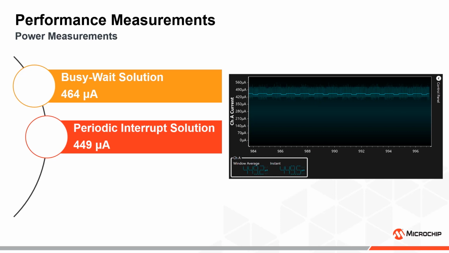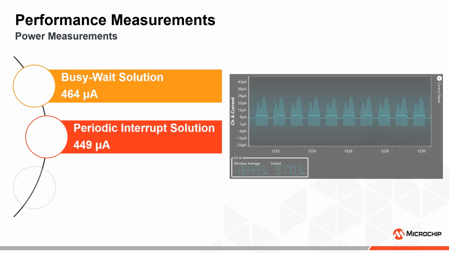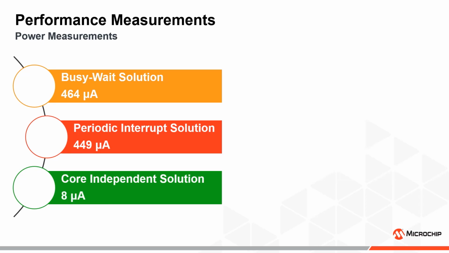Even though the CPU is sleeping between the duty cycle updates, it still has to wake up rather frequently, and here we are also using an additional hardware peripheral compared to the busy wait solution. The core independent solution has a dramatically lower current consumption of only 8 microamps on average. That is over 50 times better than the interrupt solution.